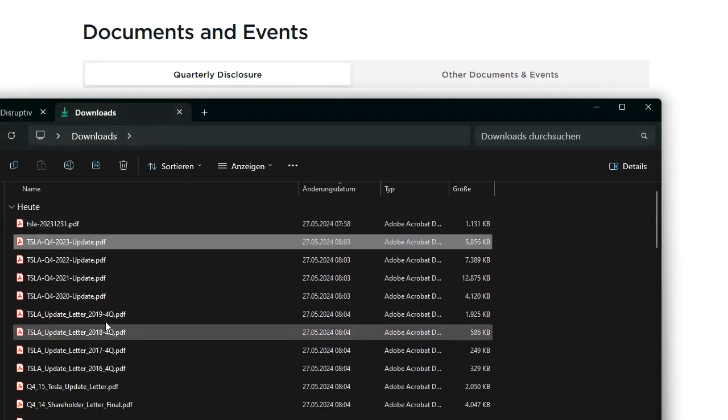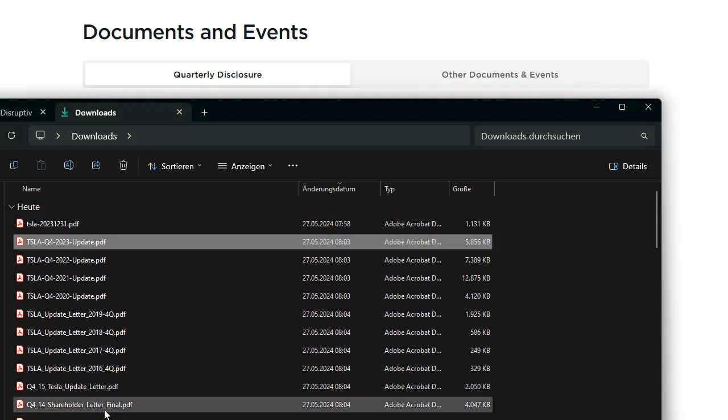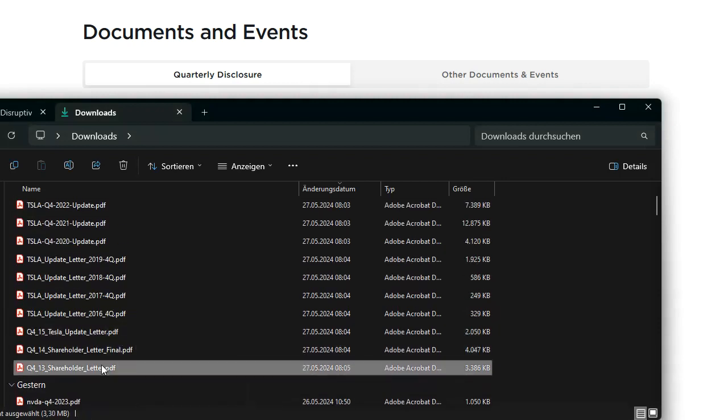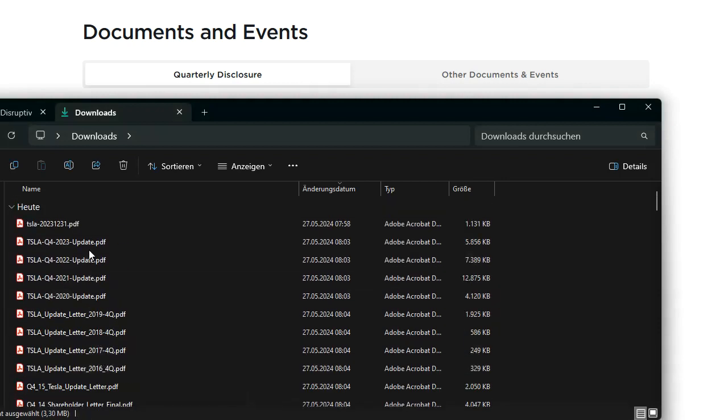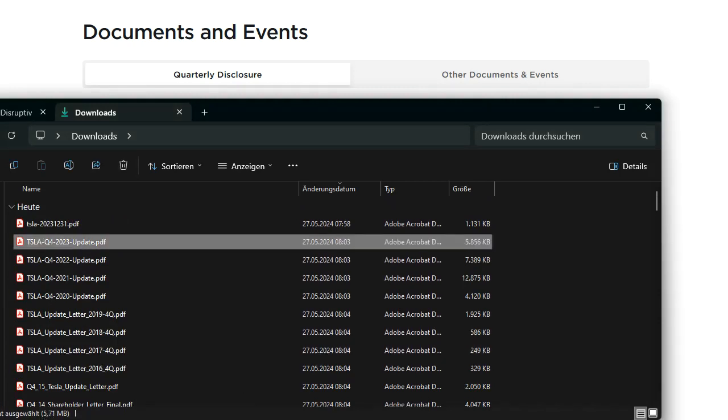So I've already prepared this from 2013 to 2023. So it's like 10 years worth of financial information. And so let's have a look at one of those letters, maybe.